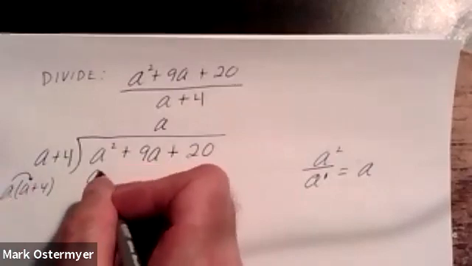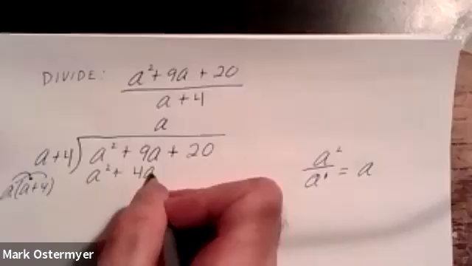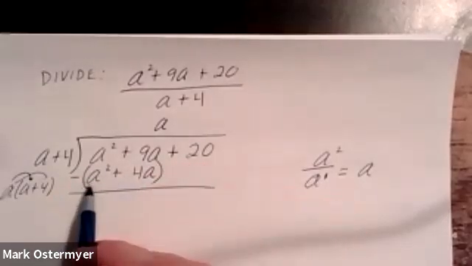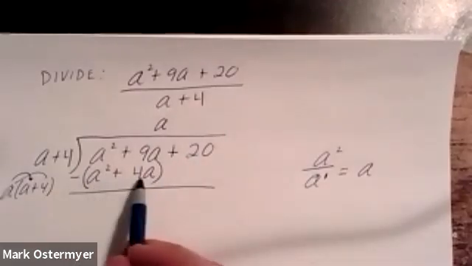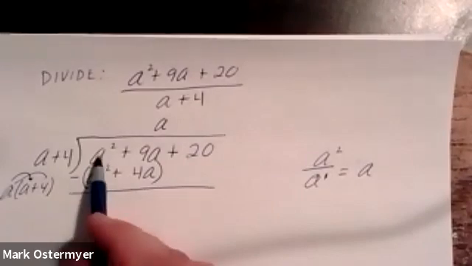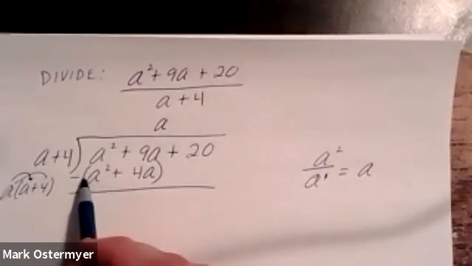A times a is a squared. A times 4 is 4a. Subtract off the whole polynomial. Make sure you put this polynomial inside parentheses. If you don't do that, then it's going to look like you're just subtracting off a squared, not the 4a. What is a squared minus itself? 0. The a squareds are gone.